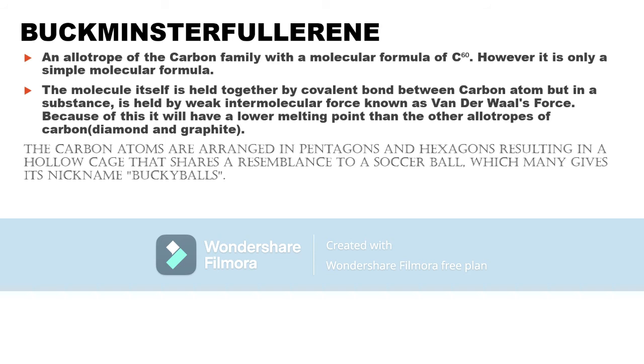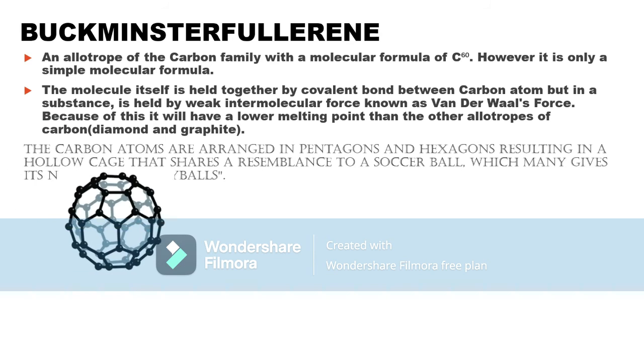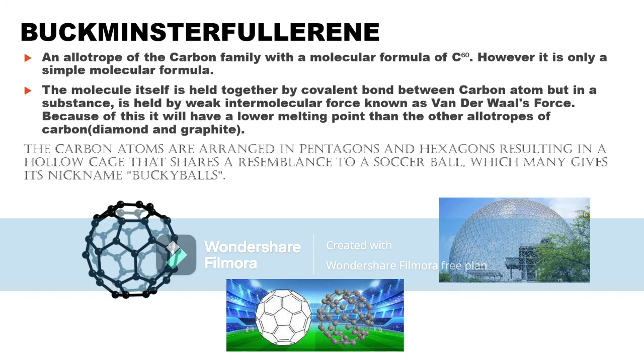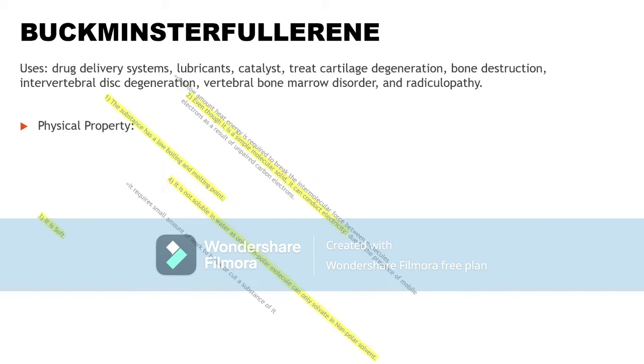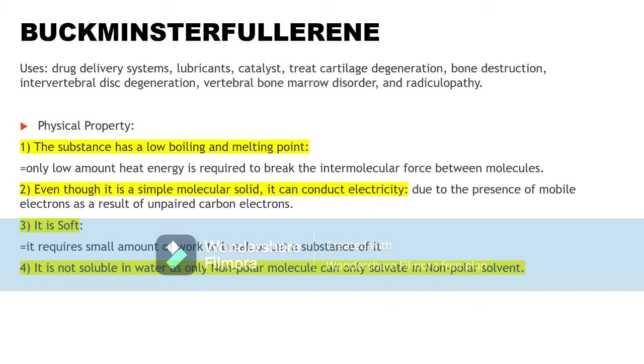So the uses of Buckminster fullerene are drug delivery systems, lubricants, catalysts, treating cartilage degeneration, and bone destruction. There are three main properties of Buckminster fullerene. Number one is that the substance has a low boiling point and melting point, because a low amount of heat energy is required to break the intermolecular force between the molecules.